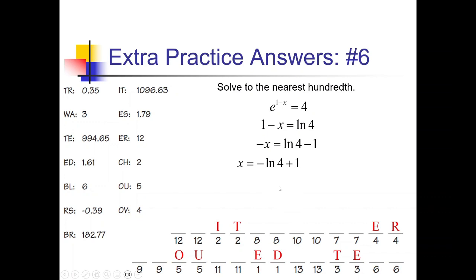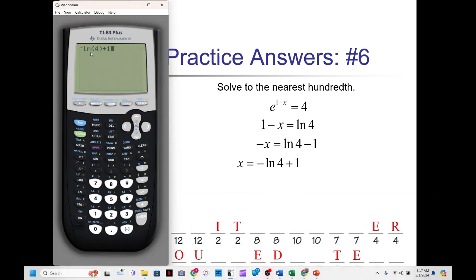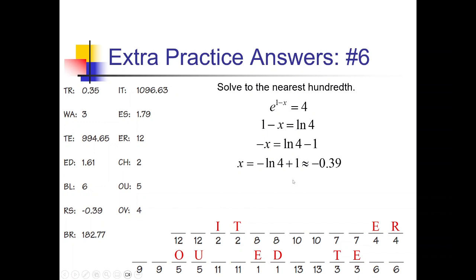And now I truly need the calculator. So negative ln of 4 plus 1, or 1 minus ln of 4, either way, gives me negative 3.9. So we have a negative answer here. Let's see, that's going to be RS going in spot 6, so R and an S.